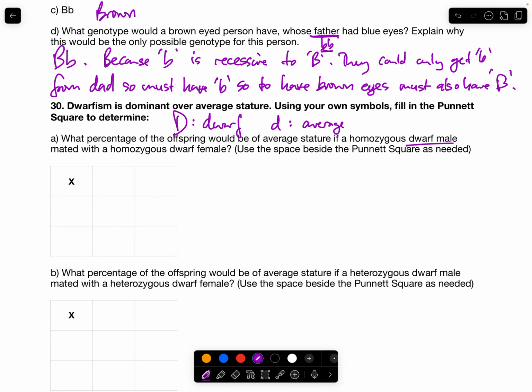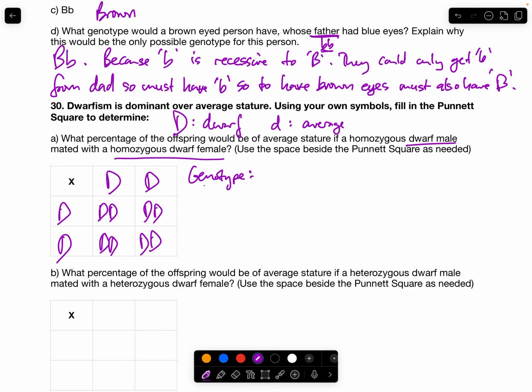If homozygous dwarf male mated with homozygous dwarf female. Well, it's all going to be big D's. So genotype: the only genotypes there are big D, 100%. Phenotype, dwarf is also 100%.